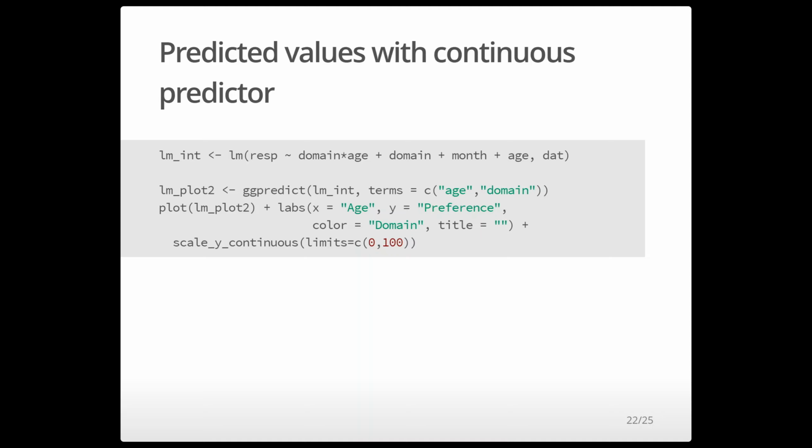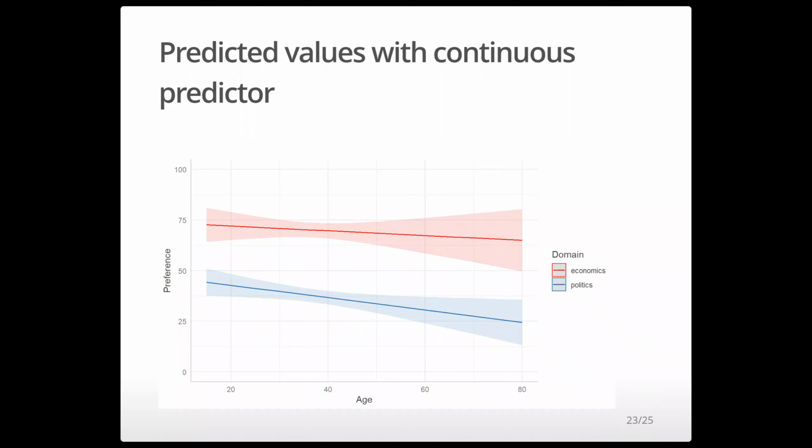The next plot we're going to make has age predicting preference, with age grouped by domain. I'm going to do the same thing I did before: create a ggpredict object, then plot it and add a couple of ggplot arguments after that, so I can customize the axis labels and the scale of the y-axis. And it gives us this nice grouped line plot with these confidence ribbons. This is what we have when we have a continuous predictor moderated by a categorical variable.